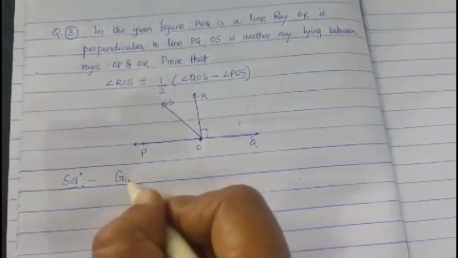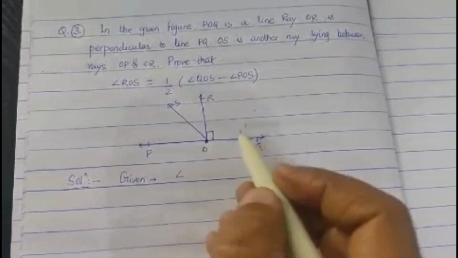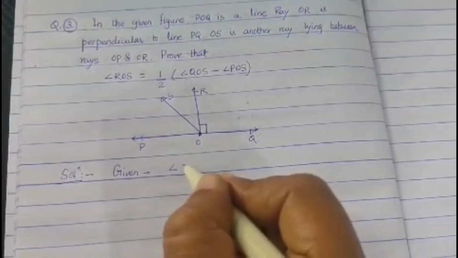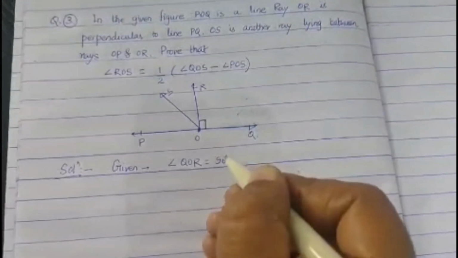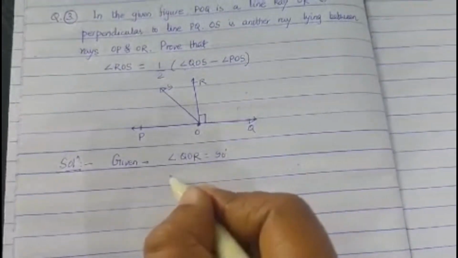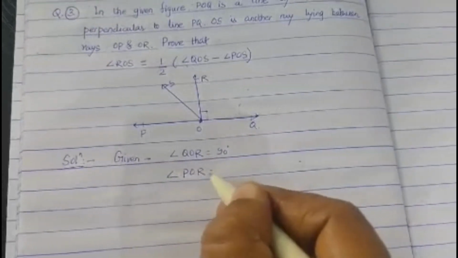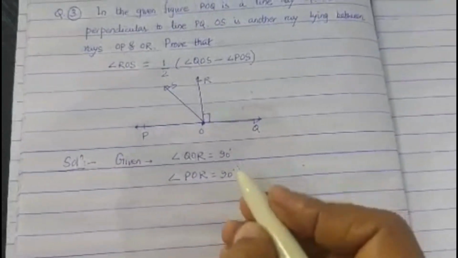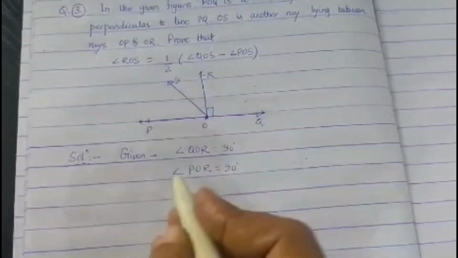What are the given things? Given angle QOR, we can say angle QOR equal to 90 degree. This is given because this is perpendicular. Also angle POR we can say is 90 degree. Angle POR equal to 90 degree. How? Because this will be total 180 degree.